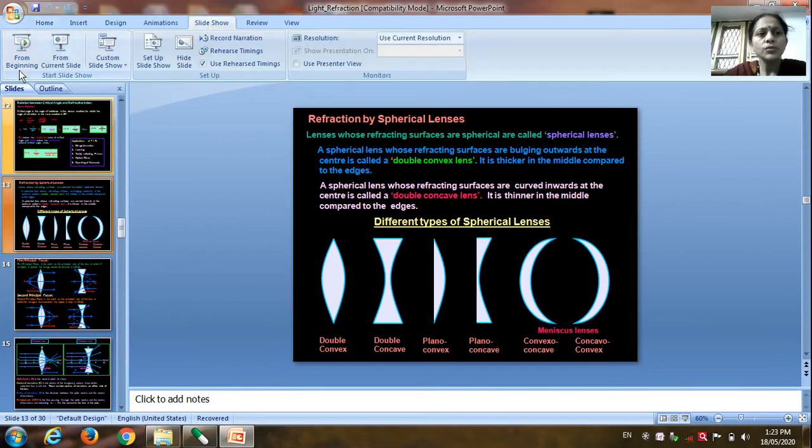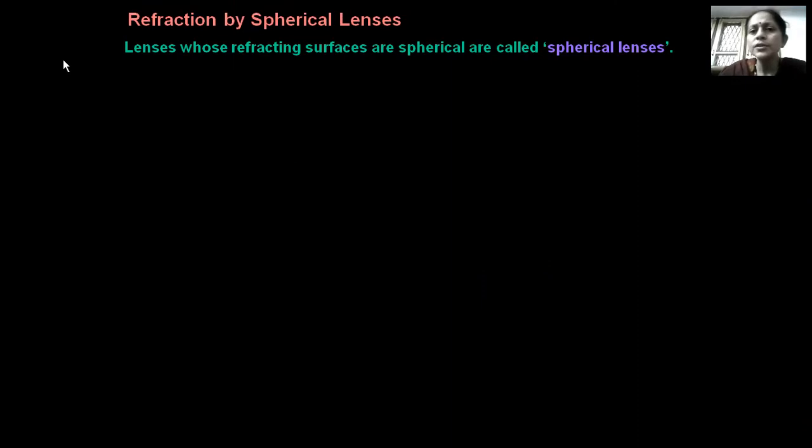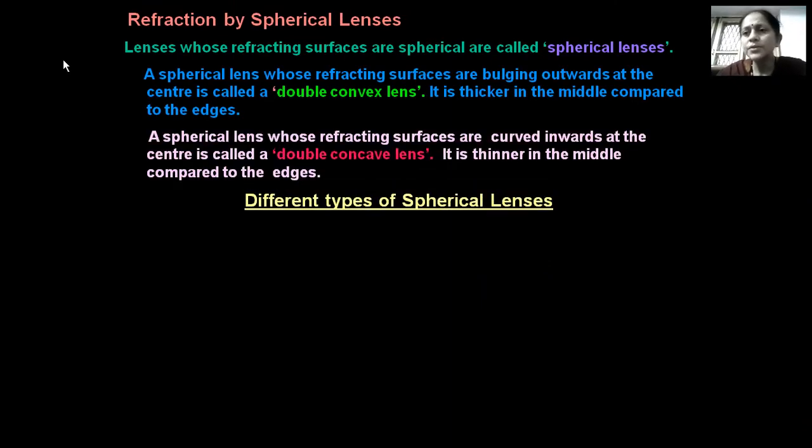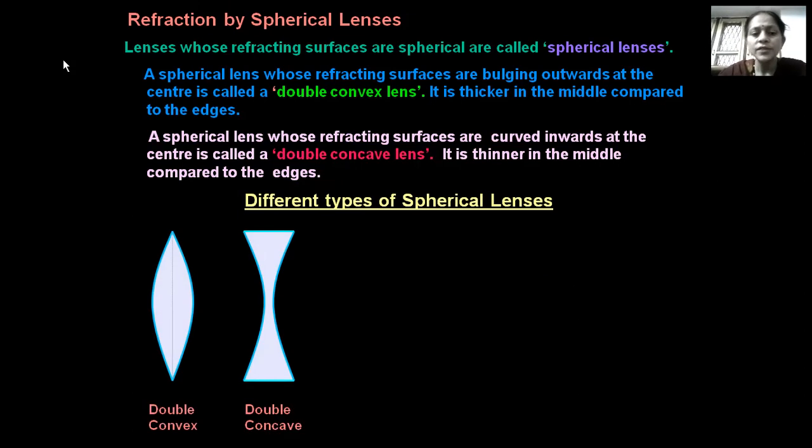We will start with refraction through lenses, spherical lenses. Why are they known as spherical lenses? Because they have spherical surfaces. Basically there are two types of lenses: convex and concave. Convex lenses, as shown in the figure, are thicker in the middle and thin at the surfaces, and concave lenses are thin at the middle and thicker at the surfaces.